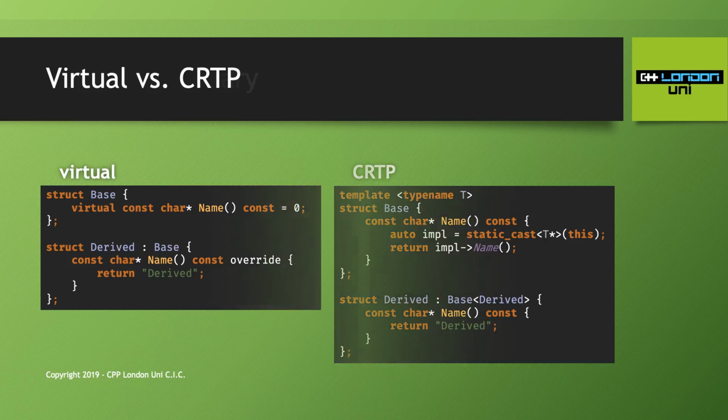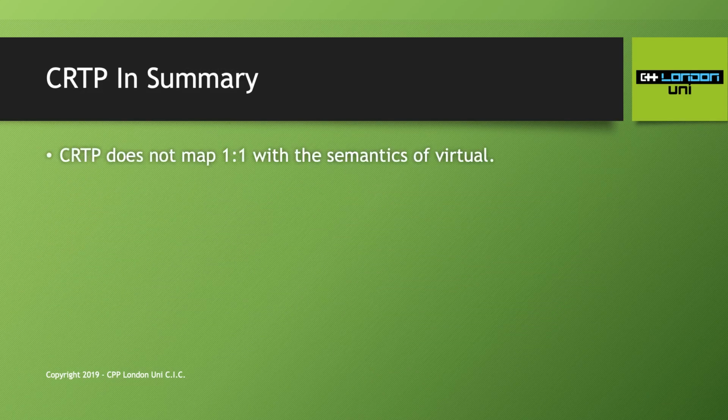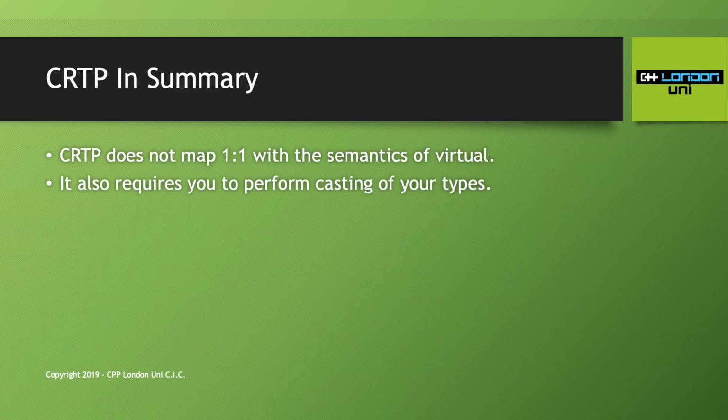Yeah. So, well, let's just summarize CRTP really. Clearly, as you've seen, it does not map one-to-one with the semantics of virtual, which is a really good reason to just not use it, preferably. And as you saw, it also requires you to do this ugly static cast thing, which probably isn't really that friendly to you. Again, I'm including CRTP primarily because it's something you should be aware of. This does get used. It absolutely does get used, and so not knowing would be to your detriment.